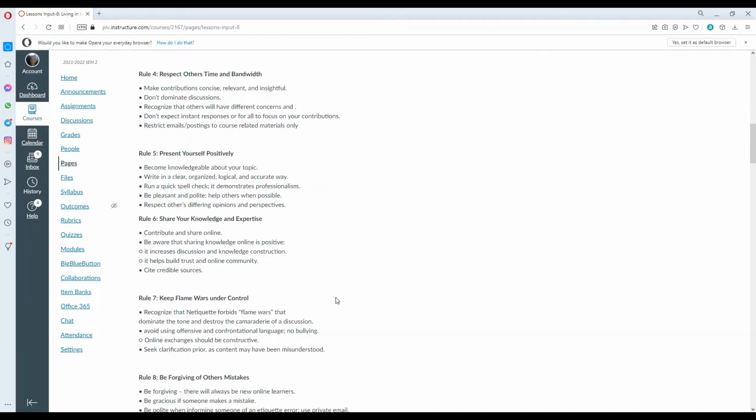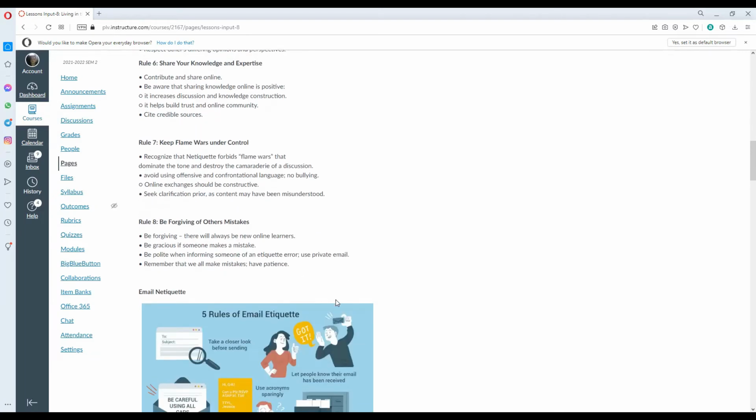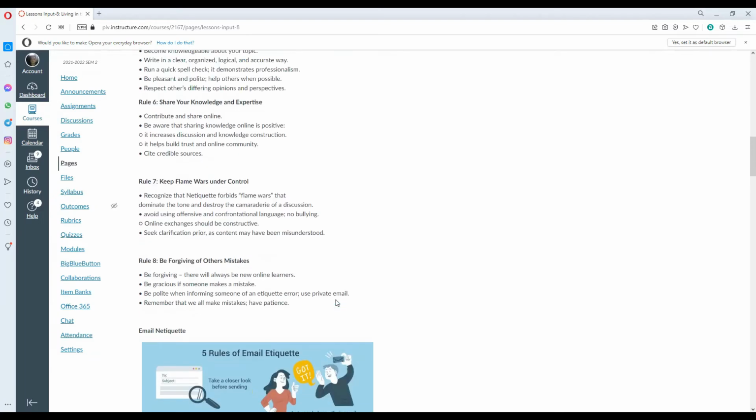Rule number six, share your knowledge and expertise. Contribute and share online. Be aware that sharing knowledge online is positive. It increases discussion and knowledge construction. It helps build trust in the online community. Cite credible sources.